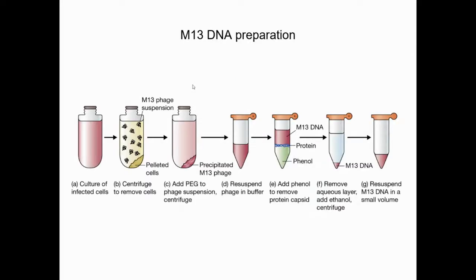And then for M13, again, you have the culture of infected cells plus centrifugation. So you have this phage particle suspension, then you remove this suspension, and then you add PEG and sodium chloride, you precipitate the phage, and then you discard the supernatant, resuspend the phage in a buffer, then you can use the phenol-chloroform extraction. This is phenol-chloroform extraction to get the pure DNA. So these are the treatments for those phage DNA.